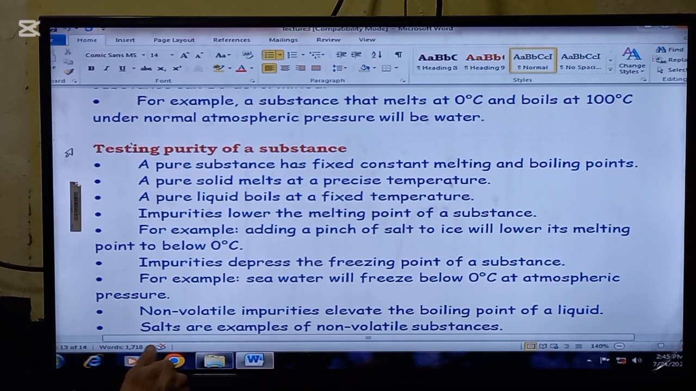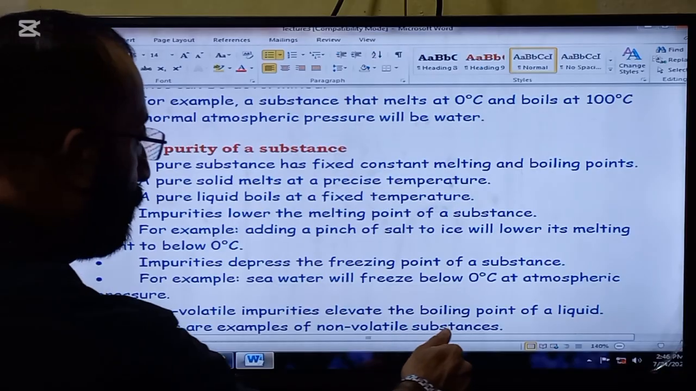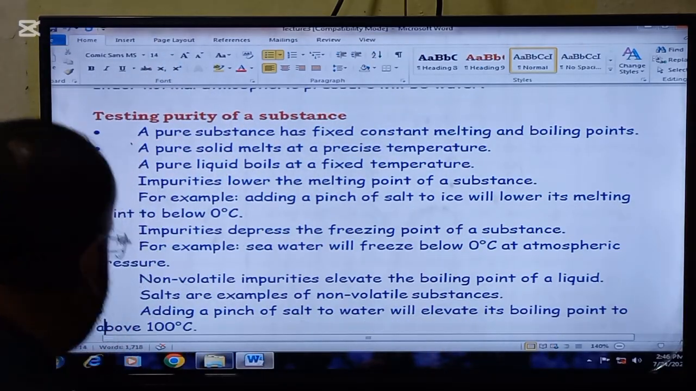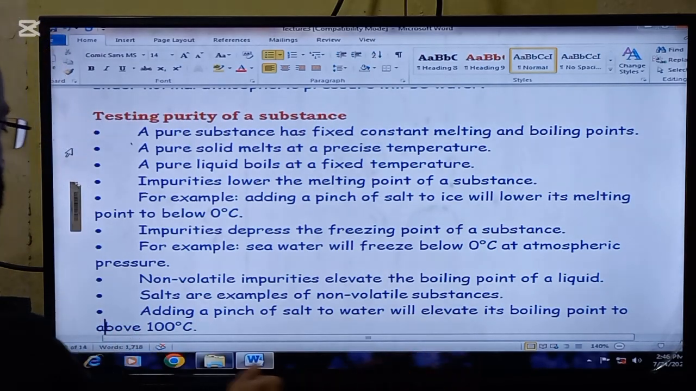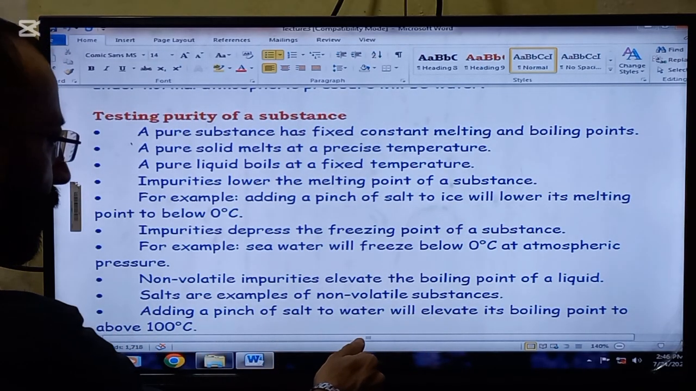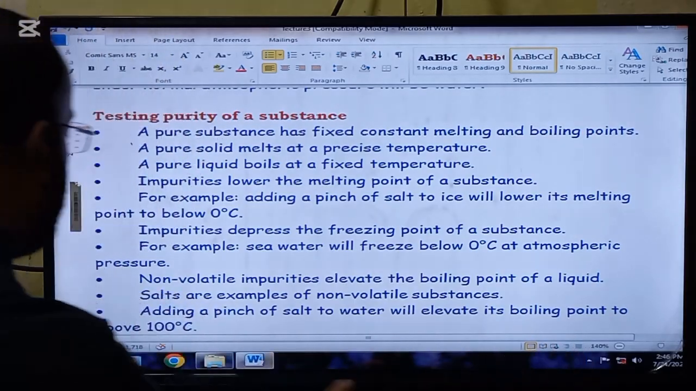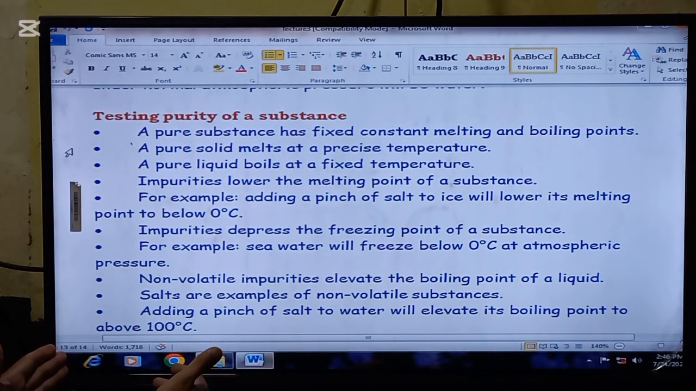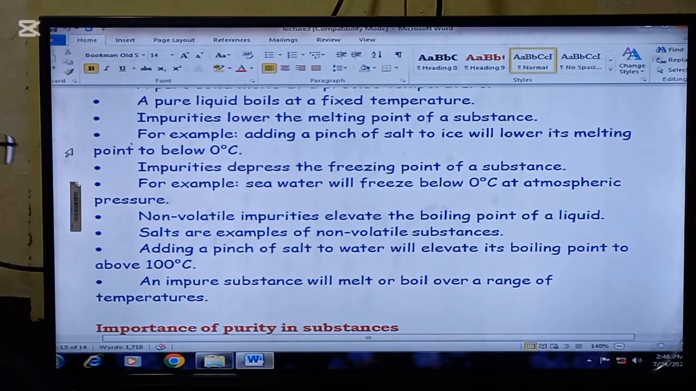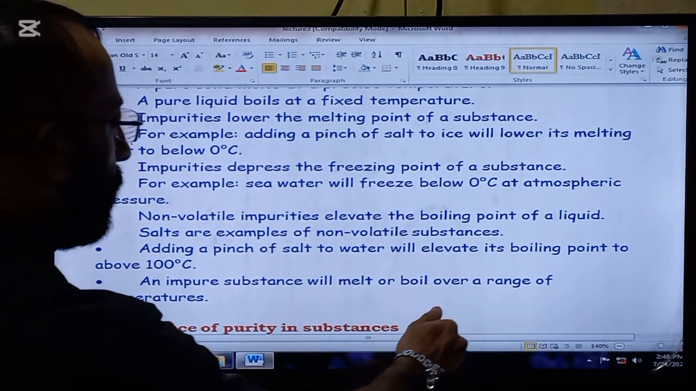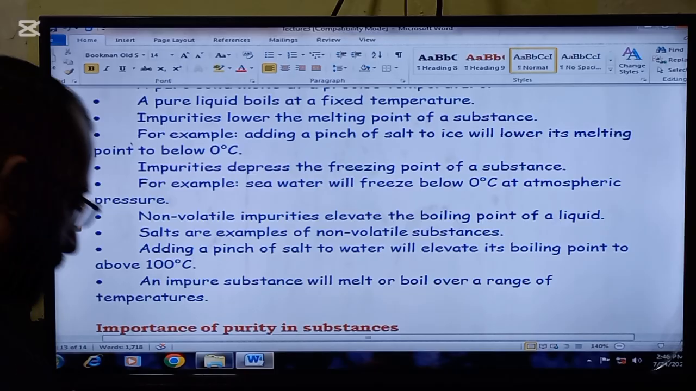The next point to be remembered is that non-volatile impurities elevate the boiling point of a liquid. And here is an example. Salts are examples of non-volatile substances. Adding a pinch of salt to water will elevate its boiling point to above 100 degrees C. So if the water has some kind of impurities, it will not boil at 100 degrees C, it will boil above 100 degrees C, for example, maybe at 101 or 102 degrees C. An impure substance will melt or boil over a range of temperature.